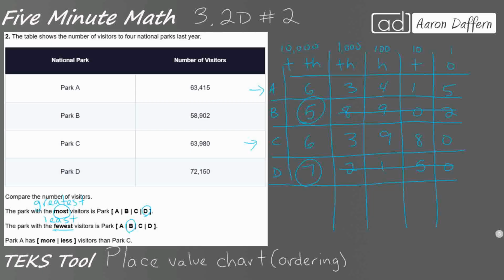Park A has more or less? Well, let's evaluate. I've got a 6 in the 10,000s. That's the same. So you move over one digit. I've got a 3 in the thousands. That's the same. They're both 63,000. You move over one digit. I've got a 4 in the hundreds, and I've got a 9 in the hundreds. That's the difference. So 400 something is going to be less than 900 something. I don't need to look at anything else once I've found that difference. So Park A, 63,400, is going to be less than 63,900.